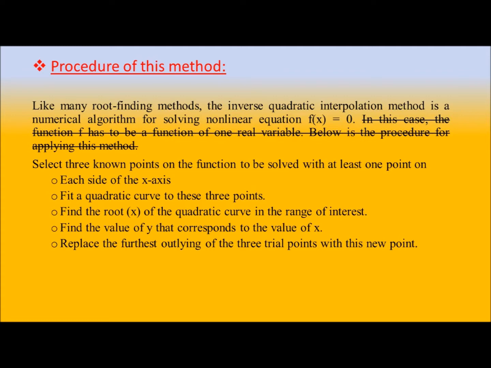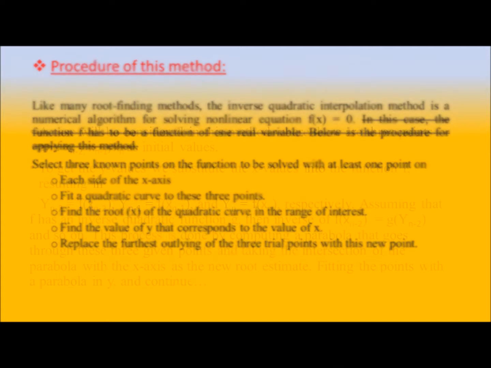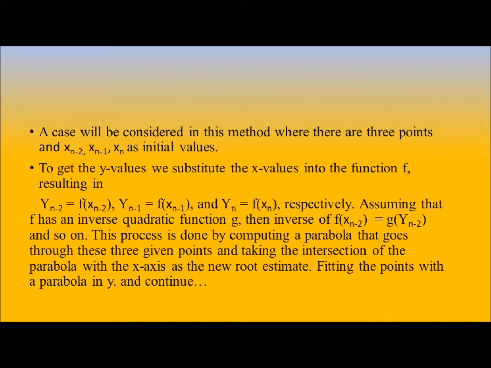Then we have to replace the furthest outlying of the 3 trial points with this new point, and once again, let's see next. Once again, as we had taken the initial values x(n-2), x(n-1) and xn for this method, to get the y values we substitute the x values into the function f, which results in y(n-2) equal to f(x(n-2)), y(n-1) equal to f(x(n-1)), and yn equal to f(xn) respectively.